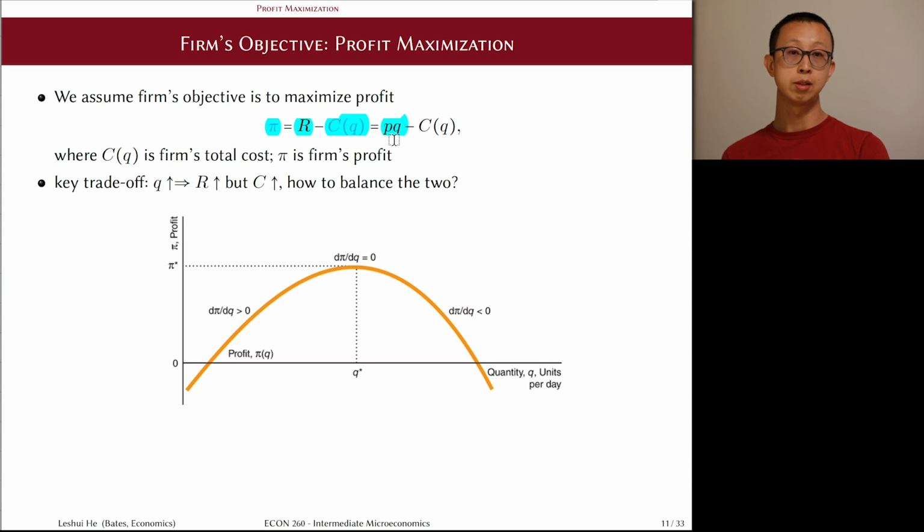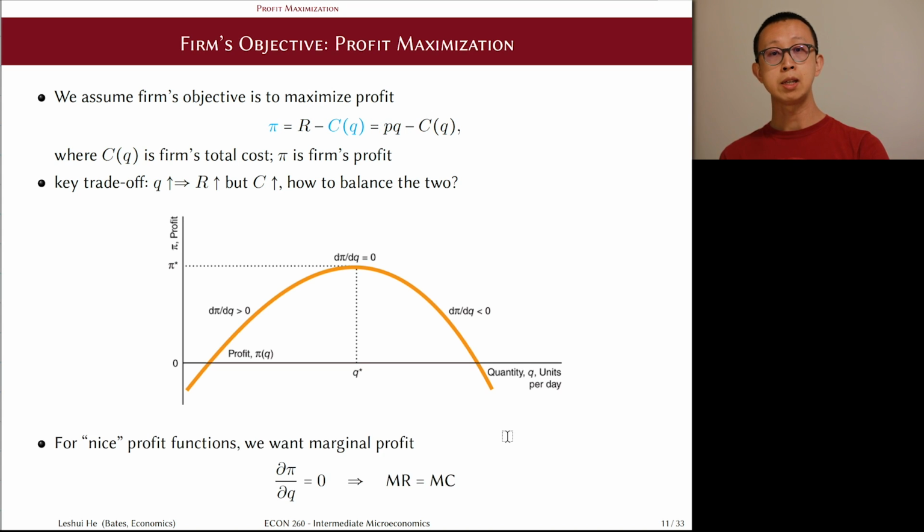However, the cost doesn't usually increase linearly in the output level. As we discussed previously, the marginal cost may be low when the output level is lower, but once the output is sufficiently high, the firm starts to experience a decreasing return to scale, and the marginal costs start to increase. As a result, a reasonable model for the profit function typically looks something like this, which increases initially in the output level, but decreases once the output level is sufficiently high. For a nice profit function like this, as we illustrated on this graph, the optimal output level of the firm must satisfy a simple first-order condition, such that the marginal profit is 0.